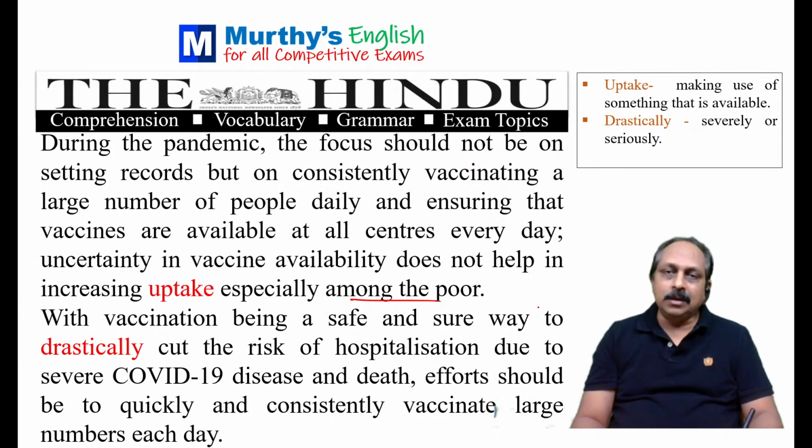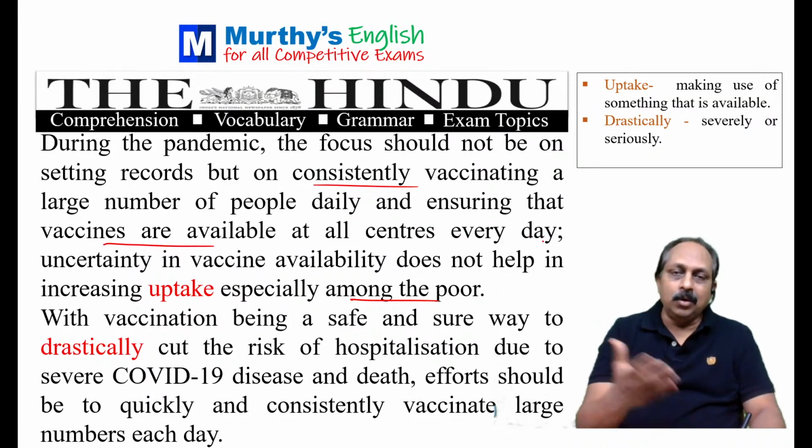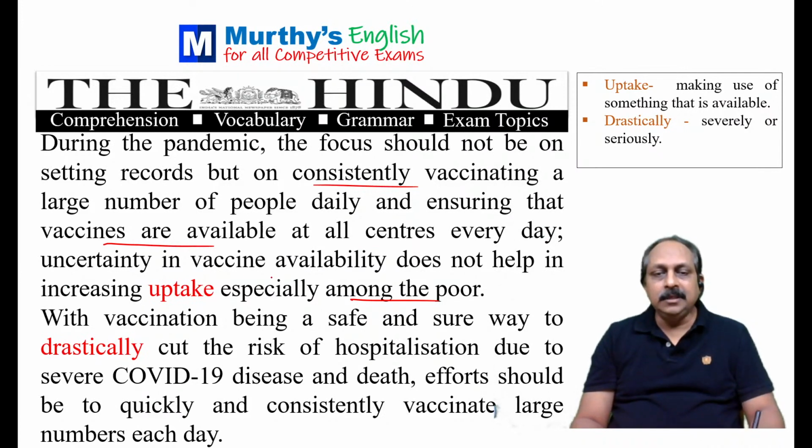There are two sentences, both of which reiterate and emphasize the main idea of the editorial. Focus should not be on records, it should be on consistency. During the pandemic, the focus should not be on setting records, but on consistently vaccinating a large number of people daily and ensuring that vaccines are available at all centers every day. If vaccines are available, only then can we administer. What will be the impact of uncertainty in vaccine availability? It does not help in increasing uptake, especially among the poor. There's one word over here, uptake, making use of something that is available. So, if vaccines are not available, it is not going to increase uptake, especially among the poor.